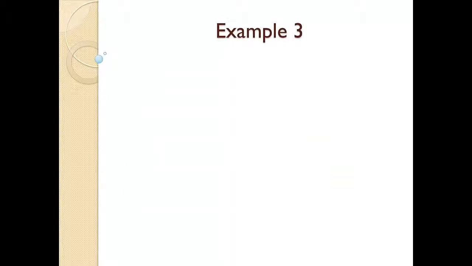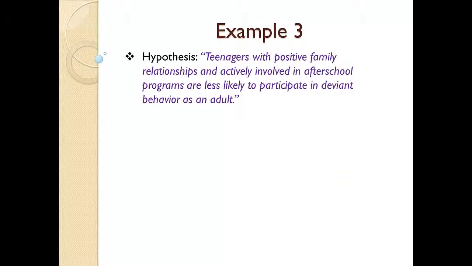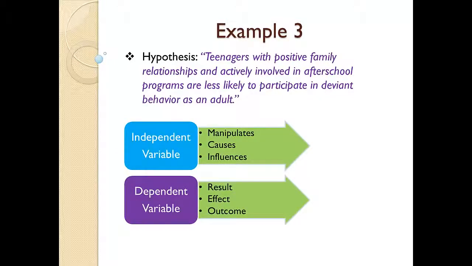Here's our third hypothesis. Teenagers with positive family relationships and actively involved in after-school programs are less likely to participate in deviant behavior as an adult. Alright, here are our criteria for the independent and dependent variables. Now, can you tell me what the independent variable is? Let me give you a moment to think about it.